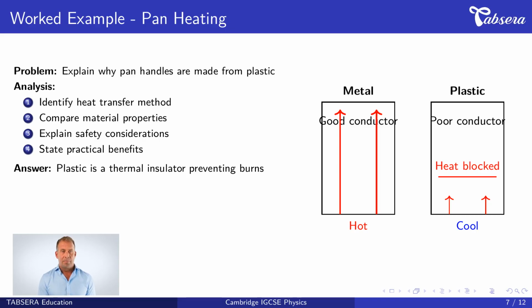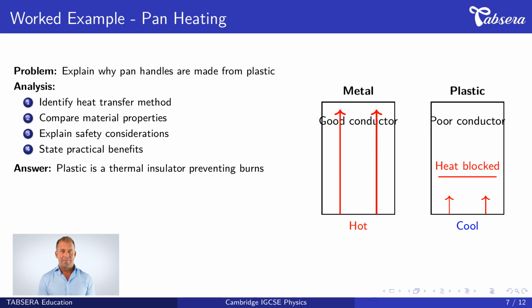Let's work through an example about pan heating. The problem asks, explain why pan handles are made from plastic. We analyze this systematically. First, identify the heat transfer method. Heat conducts from the hot pan base through the material. Second, compare material properties. Metal is a good thermal conductor, allowing heat to flow easily. Plastic is a poor thermal conductor, blocking heat flow.